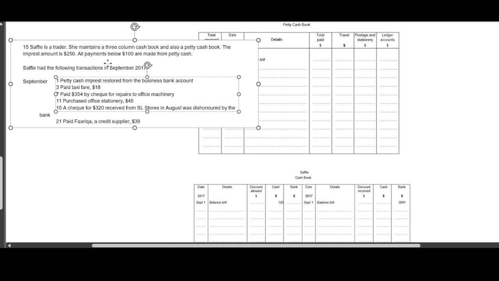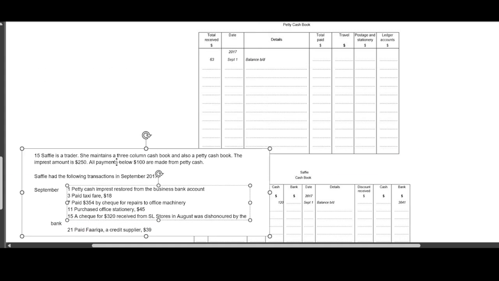Okay, so this is the question here. They said Safia is a trader. She maintained a three column cash book and a petty cash book. The imprest money is already given to you. That is 250. So the total received for you is 250, and the total paid should be on this side.